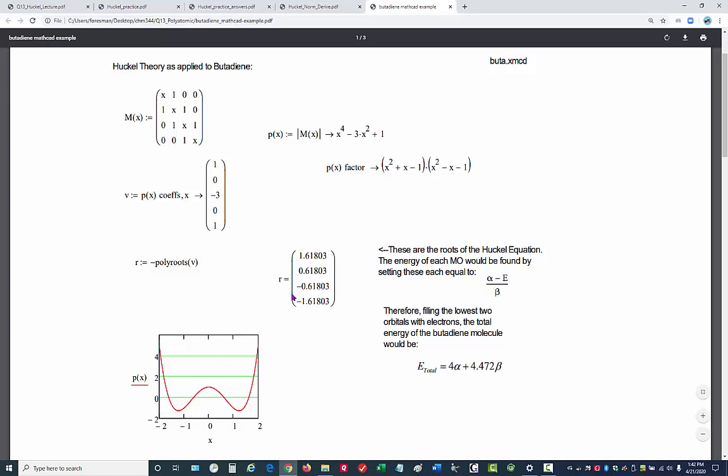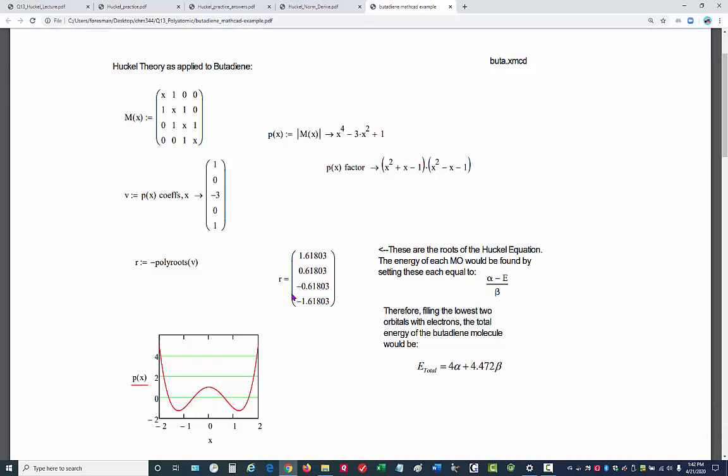Now if we take and find the roots of that polynomial, I've just called it R. R is defined as the polyroots of V. I put a little negative here just to list out so that the negatives would appear here. The roots are listed. These are the same numbers, recall. These are the same ones that we did when we did this problem by hand. These are the roots of the Huckel equation.